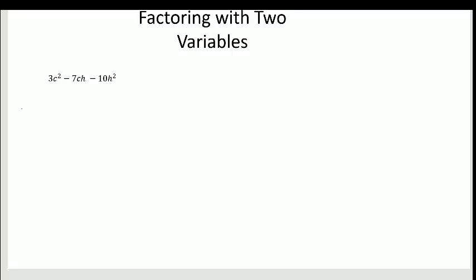When you're factoring with two variables, you're using the same concept as when you would just have one variable, except you have two. So we'll go through this. You're going to take the same approach, and you kind of want to put this into factoring by grouping format. So we are going to multiply the first and last terms together. So 3 times -10 is -30. Now we want to find two factors of -30 that add up to the middle term, which is -7.